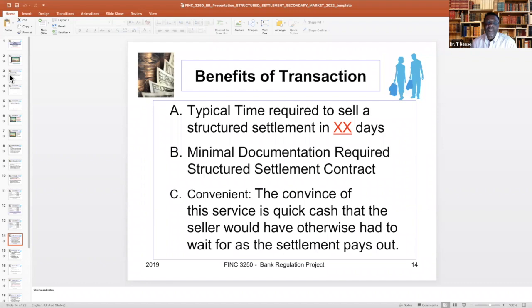Now, on slide 14, again, you want to confirm the typical time required to sell a structured annuity. Is it 30 to 45 days? Two, you want to summarize what documentation is required of J.G. Wentworth before they're willing to enter into this kind of purchase. Three, you want to determine if this process is convenient for individuals who would like to sell.